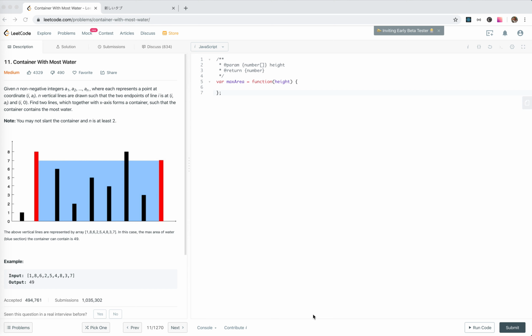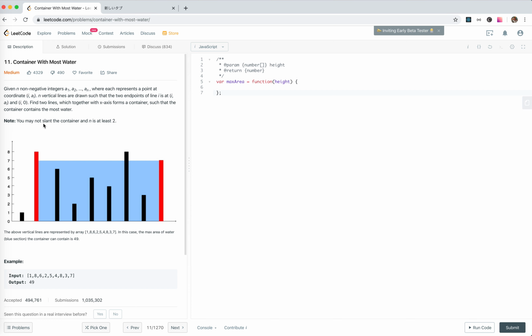Hey guys, let's look at number 11, Container With Most Water. We are given non-negative integers a1 to an, which each represent a point at coordinate i, which means the height of the board. We find the two lines which, together with the x-axis, form a container, such that the container contains the most water.